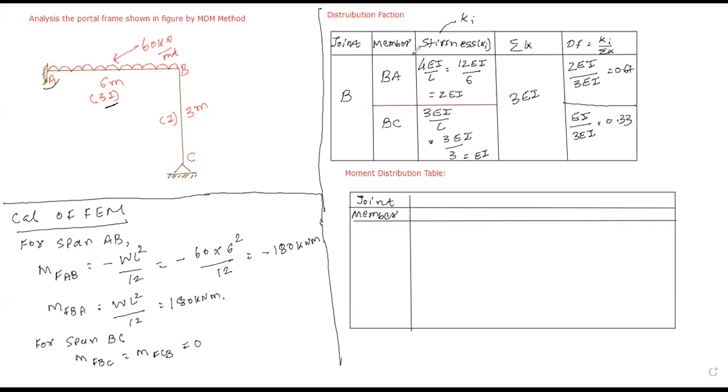Will the FEM come or the distribution factor? Some students write down both. Okay, distribution factor comes. Keep in mind, after member, you need to write down distribution factor. And after distribution factor, there is the fixed end moment, FEM. Fine. I hope it is clear to all of you.